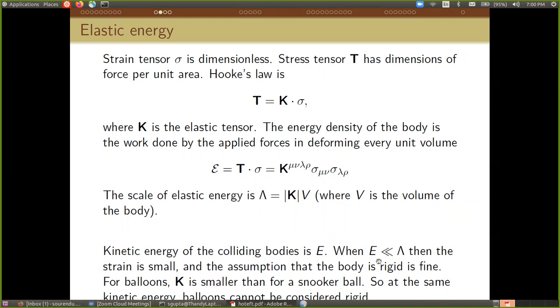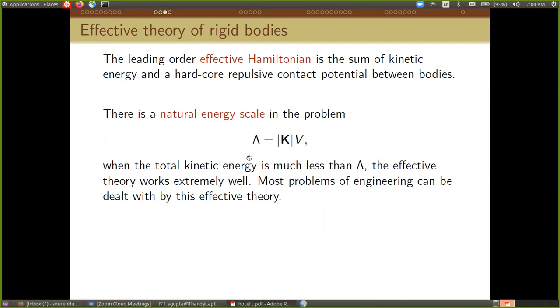So you have to understand how large is the typical kinetic energy of the body with respect to this intrinsic scale of energy, that is the elastic energy of the body. So what I have done is I have taken a complicated problem of colliding bodies and I have written down an effective Hamiltonian using which you can solve for the motion of the bodies. And this effective Hamiltonian to some leading order is the sum of the kinetic energies of the two balls and a hardcore repulsive contact potential between them. And I completely neglect all the complications of elasticity. When you're talking about rigid bodies, this is a very good approximation and you can solve for the motion of rigid bodies using this effective Hamiltonian.